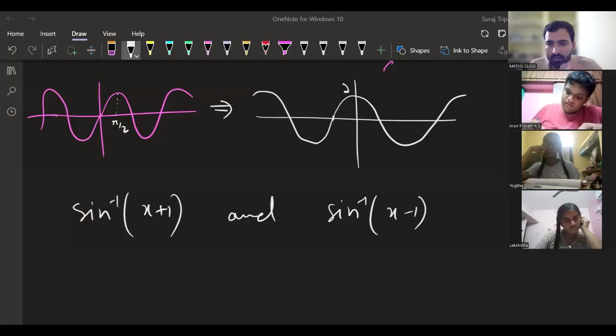First of all, you have to draw the graph of sin inverse x. Then use manipulation. You have to shift the graph either left side or right side.